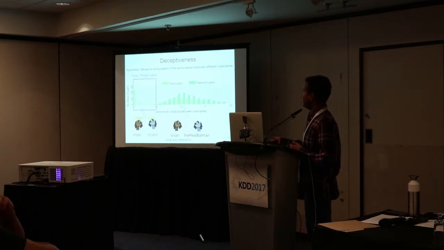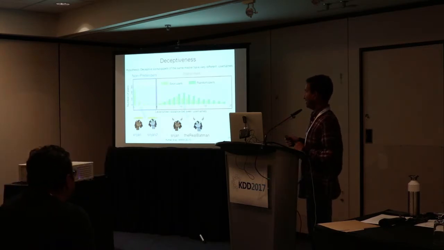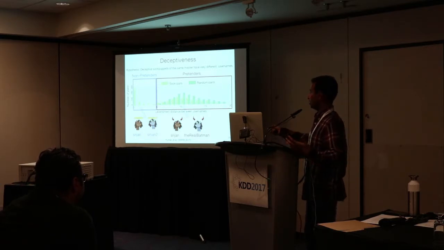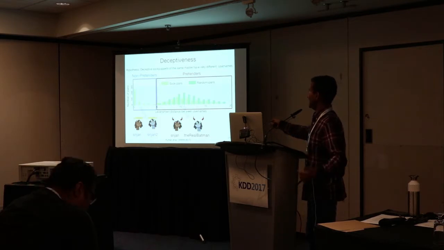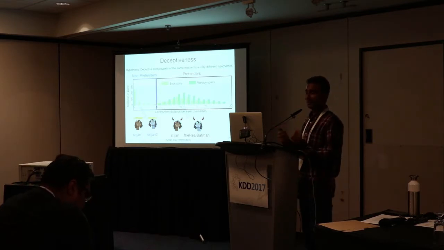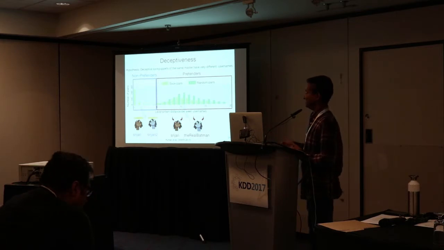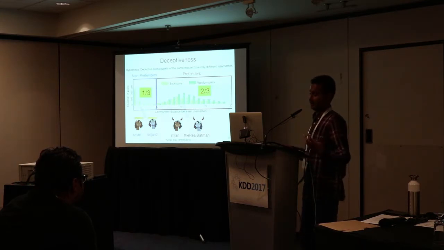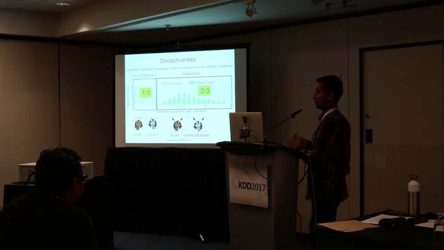So here, we divide these sock puppet pairs into two categories based on how similar their usernames are. When sock puppets have very similar usernames, people can see that they belong to the same person, and they are non-pretenders. When the usernames of the two sock puppets are very different, they are trying to pretend to be different people. What we see here is that 1/3 of the sock puppet pairs are non-pretenders, while 2/3 are pretenders.